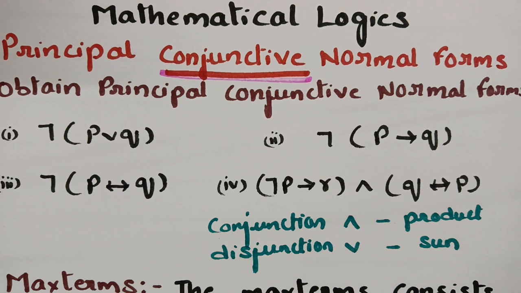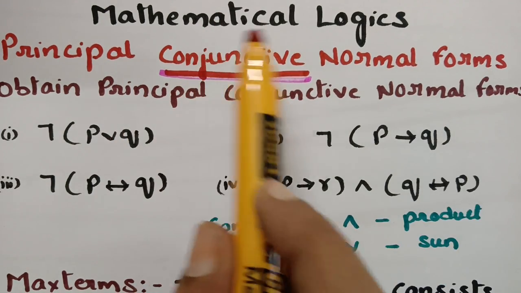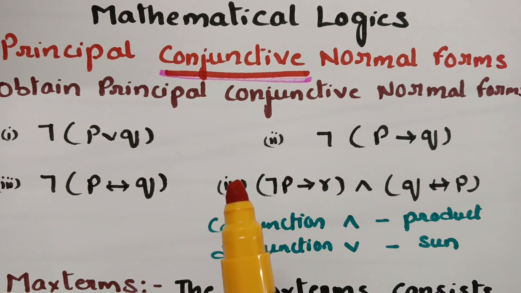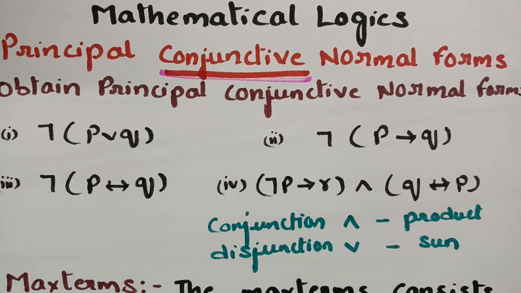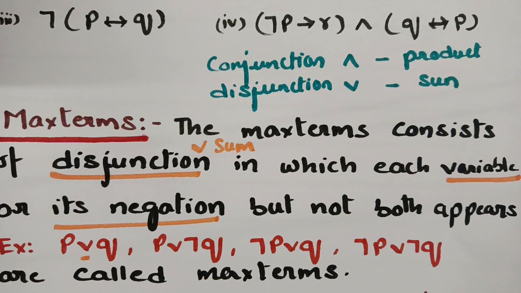And coming to the point which is most important, the topic today is the principal conjunctive normal forms. This is from mathematical logic and is related to MFCS and DMGT. In this video, I'm going to explain a few problems related to PCNF and the definition of PCNF, that is principal conjunctive normal forms. Before going into that, you have to learn about max terms and how a max term is related to PCNF. I'll explain it to you.